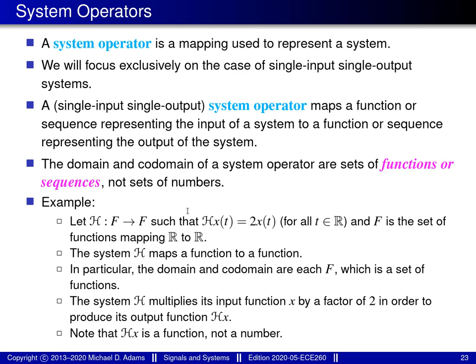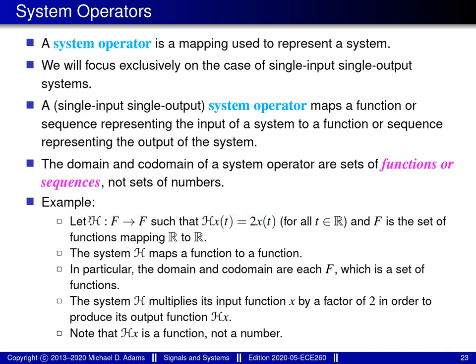Now I want to go through an example just to illustrate some of the formal notation which relates to system operators. So first of all, let's use F to denote the set of functions that map real numbers to real numbers. So basically F is a set of functions whose domain and codomain are the real numbers. And what I want to do is formally define a mapping called H that corresponds to a system operator. We can do this using notation like this. And I just want to go through and deconstruct what the notation is saying.